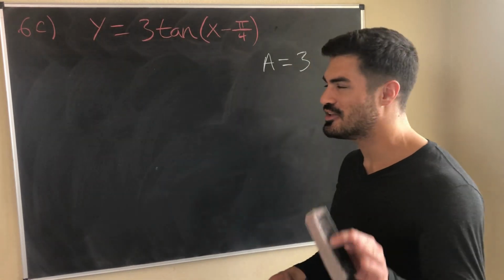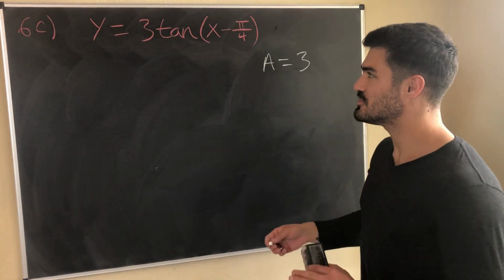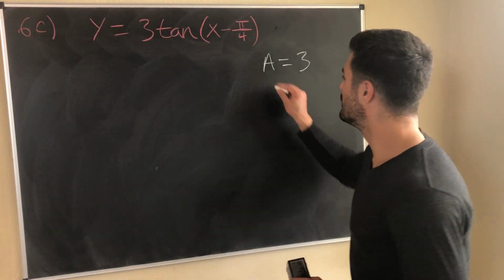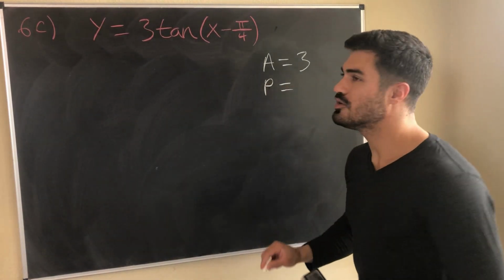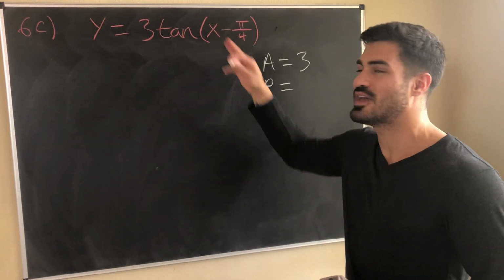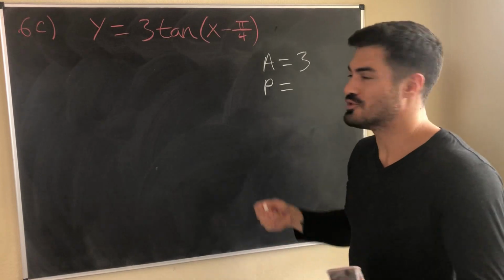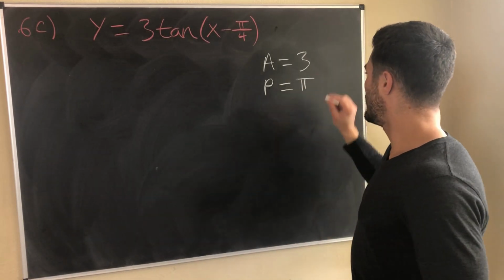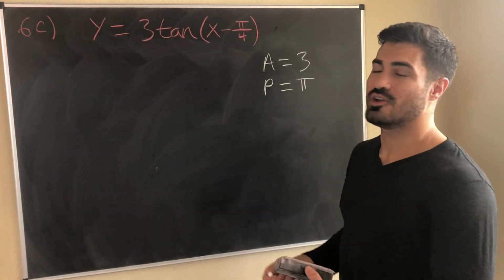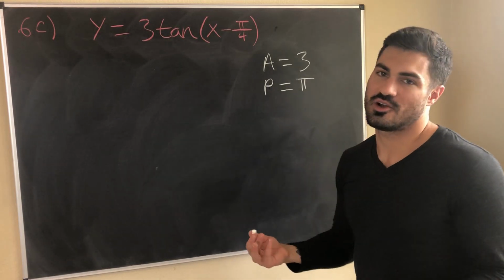But it does matter. The amplitude matters, okay? Hurting the amplitude's feelings by saying it doesn't matter. Period. What is the period? Well, instead of 2 pi divided by that number, we do pi divided by that number, which is 1. So pi over 1, pi. So our period is pi, which is the same as the period of y equals tangent x, our parent function, right?